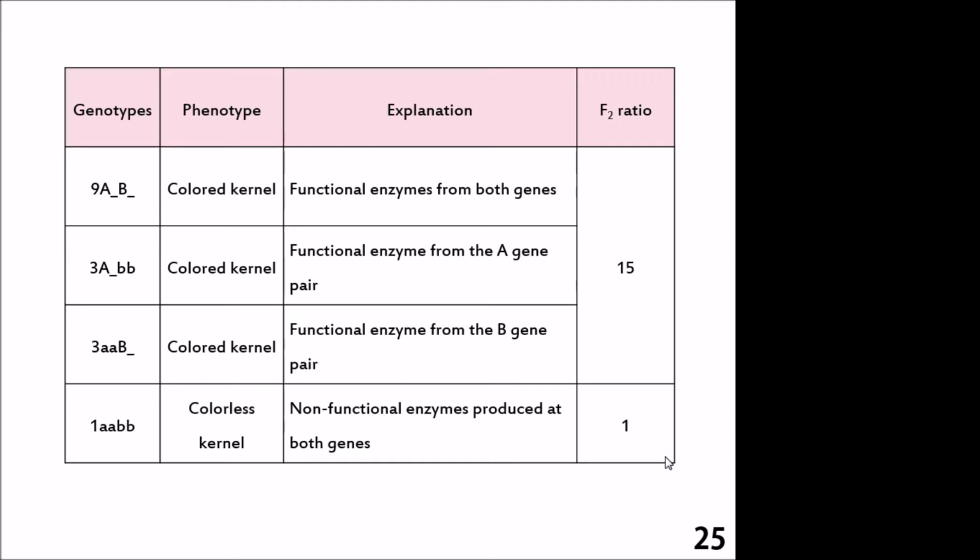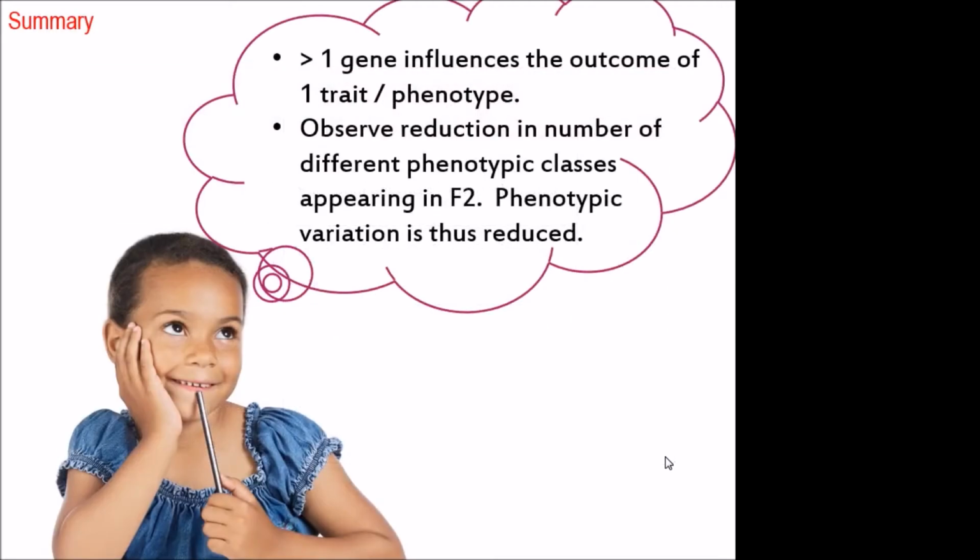Okay? And this is a modified dihybrid ratio from Mendel's ratios. This shows you epistasis at work, where two genes influence the final outcome. Okay? So let's summarize what we've seen.